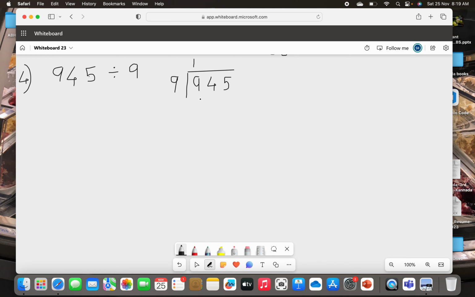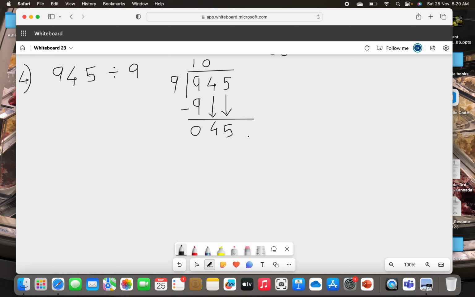9 times 1 is 9. 9 minus 9 is a 0. Pull down 4. Is 4 divisible by 9? No, because 4 is lesser than 9. You need to pull down 5 and make it 45. When two arrows come in the same line, you need to add a 0 because you're pulling two numbers. So you need to add a 0.